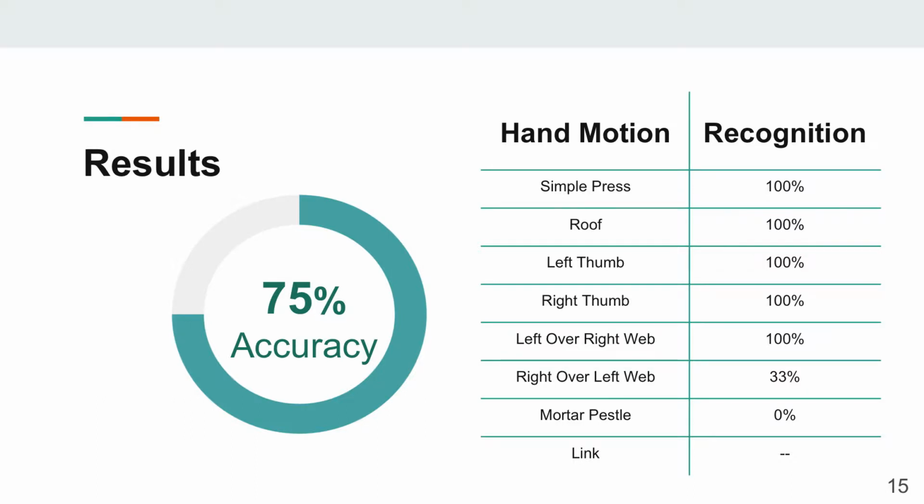You'll notice that the percentage for right over left web in terms of recognition is not 100%. We believe that this may be due to misclassification with the left over right web, which is visually similar, obviously because it's just the reverse motion. And as for the mortar and pestle motion, it also doesn't have 100%. It's significantly lower. Although support vector machines are known to be able to work well with small sets of data, we believe that we did not have enough training images for the model to be able to accurately recognize that motion.